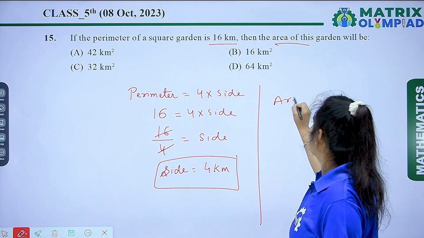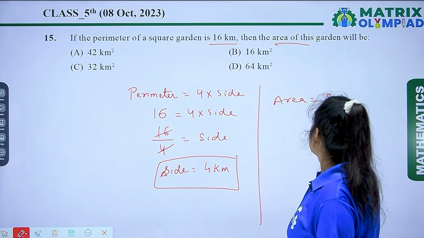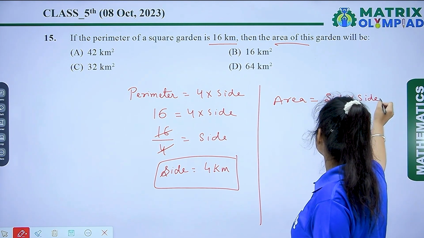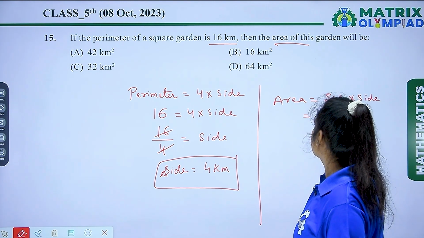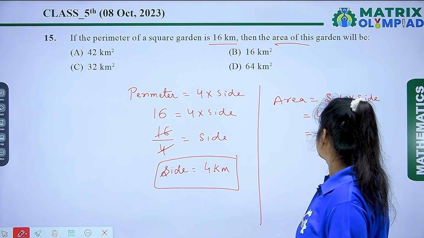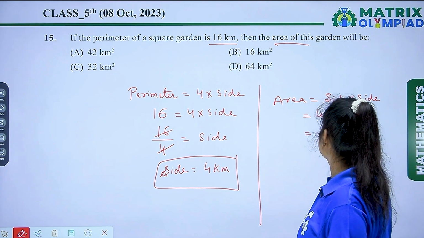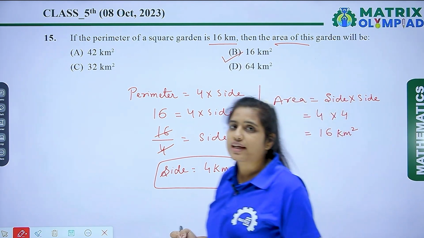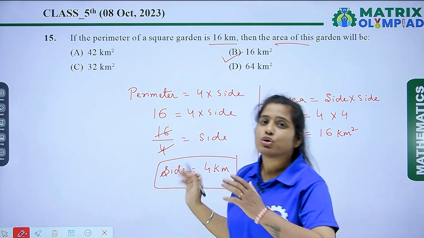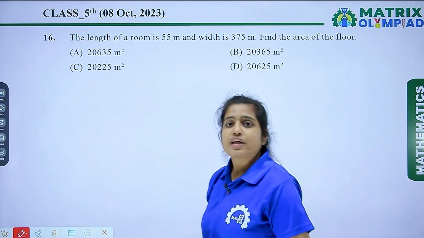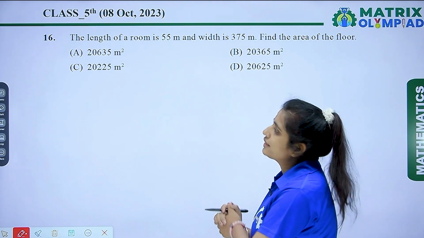So what is the formula of area? Area is equal to side into side, or you can say that side square. So here side is 4 and again side is 4. So 4 multiplied by 4 is 16 kilometer square. So here option B is the correct answer. I hope you understood all the questions till now. Now the next question is question number 16.